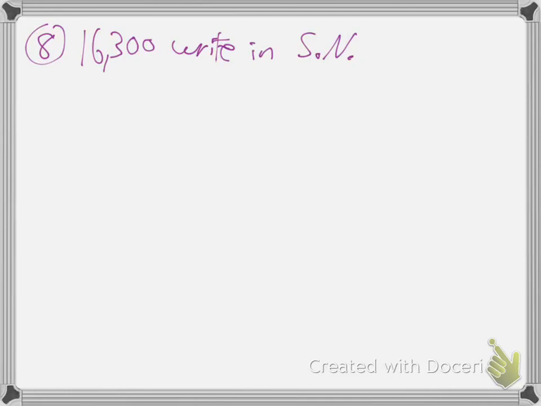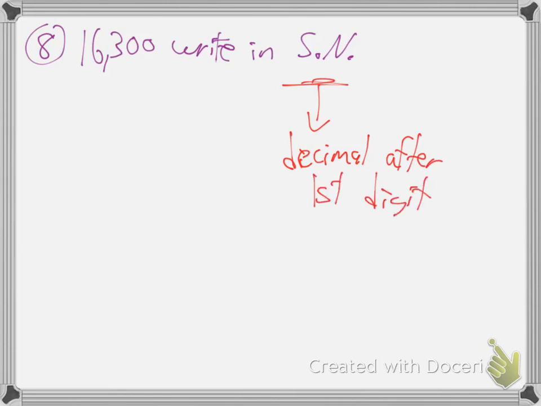Write in SN, scientific notation. So how do we write a number in scientific notation? Yeah, the decimal after the first digit, huh? So you got to put the decimal after the first digit. So 1.63. Does that make sense? Times 10 to what power? Yeah, you got to give it instructions to go back where it really belongs, huh?